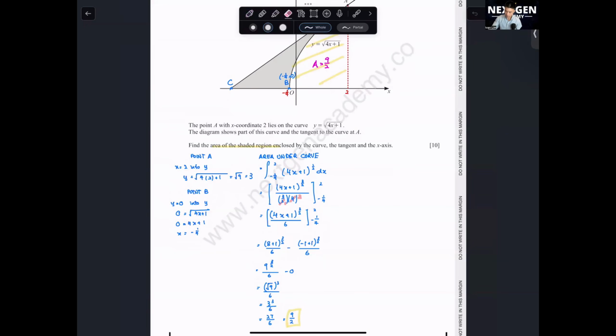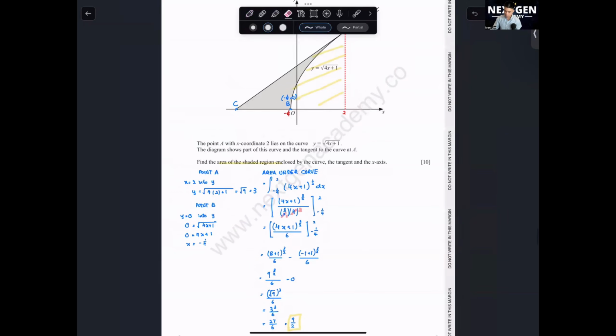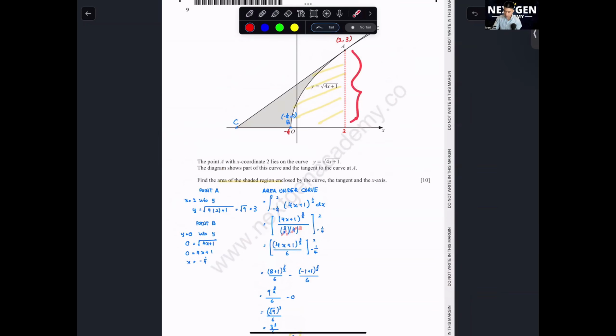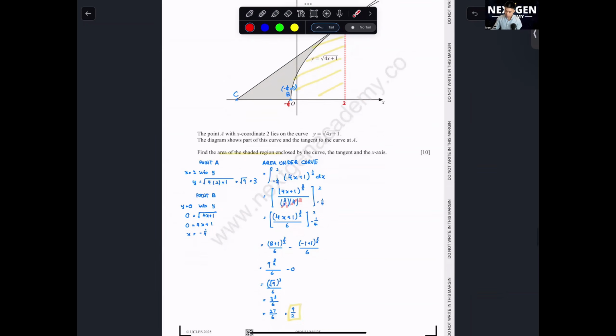Maybe I shouldn't list out so many things. We just need to know the yellow part. Area is equal to 9 over 2. What else do we want to find? Now we need to find the triangle. To find the triangle, we already have a height, but we don't have this part. We need the equation of the tangent to find the point C.